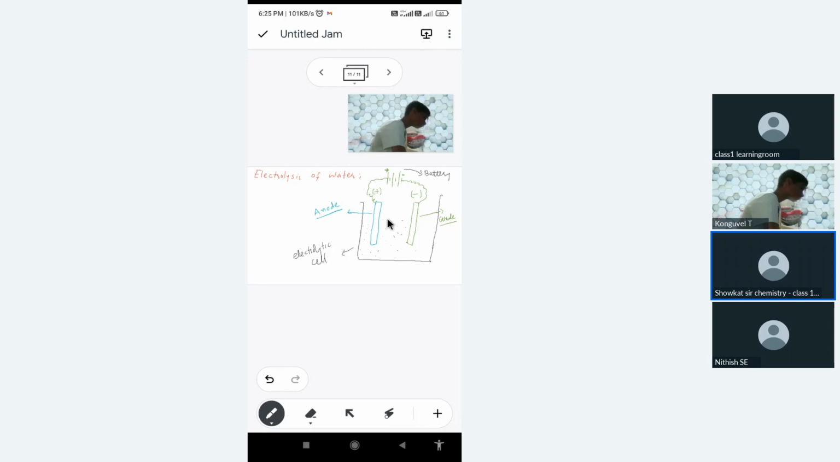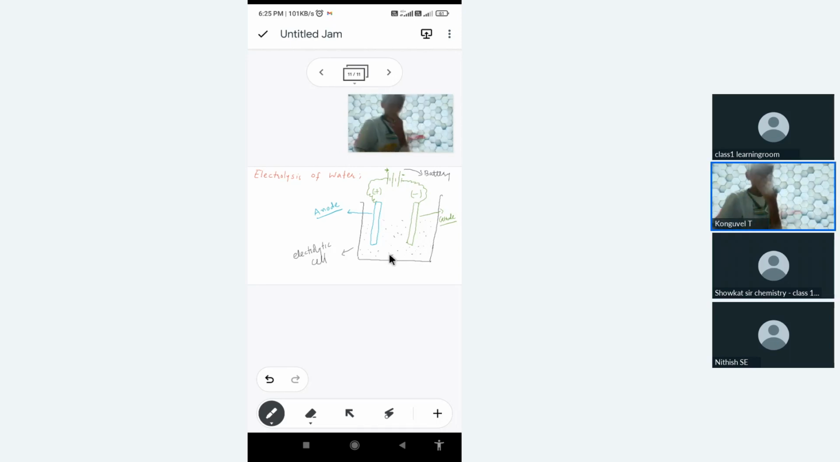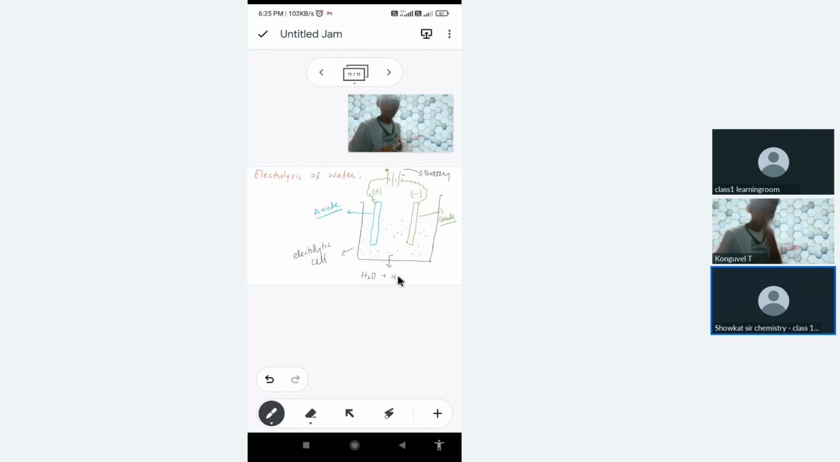But can you tell me, is pure water a good conductor of electricity or bad? No, sir, it's a bad conductor of electricity. We need to add minerals or salts to make it conduct. Exactly. We add a few drops of sulfuric acid. So H2SO4, a few drops we are adding here in order to make it a good conductor of electricity. Got it?